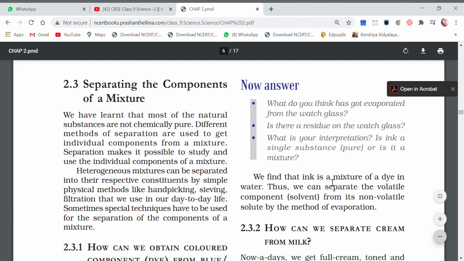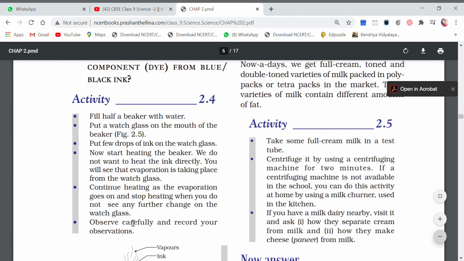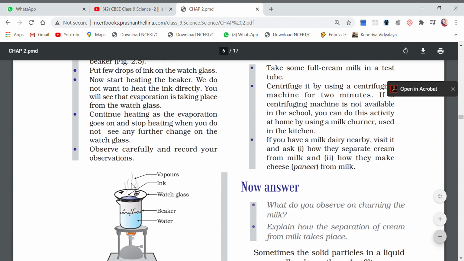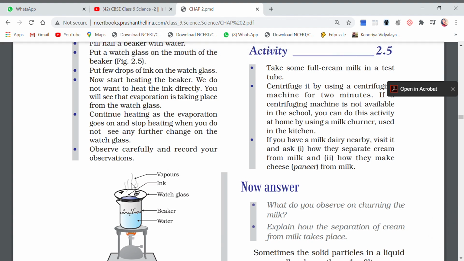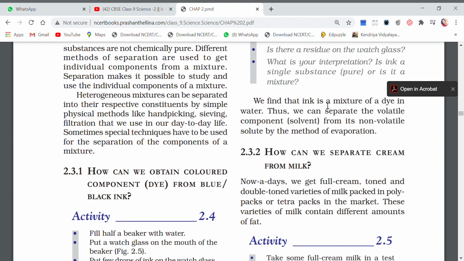We find that ink is a mixture of dye in water. So what have you learned? You have learned that ink is made up of two things. One thing is the vapor which has gone out, and the other thing is the liquid portion. Okay, the powdered dye is left and the liquid portion has gone, right? So we find that ink is a mixture of dye in water. Thus we can separate the volatile component from its non-volatile solute by the method of evaporation. Please pay attention, children. Please listen to me carefully.